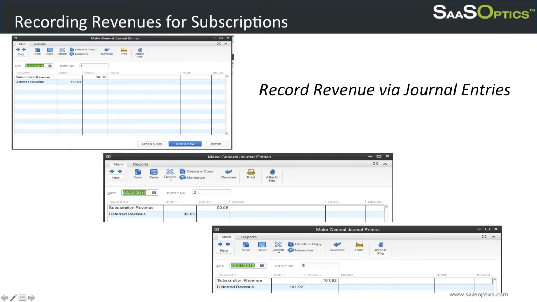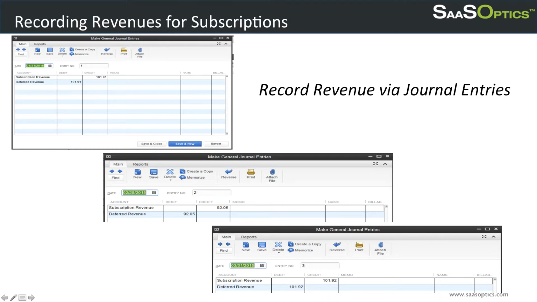Now, I'm going to do a slightly different amount in February because there's 28 days in February. So we're going to generate our revenue schedules and the amount of revenue that we can recognize based on a best practices approach, which is to do it ratably over the term based on the number of days in a period.